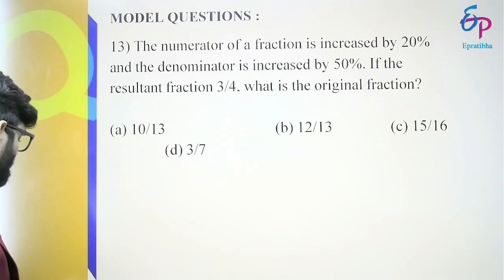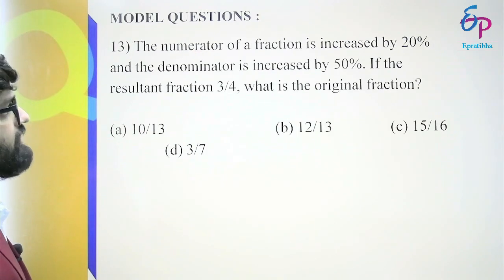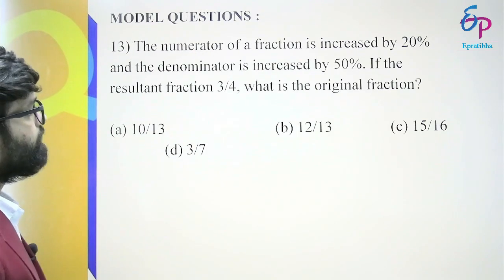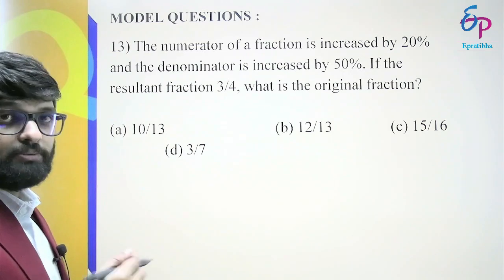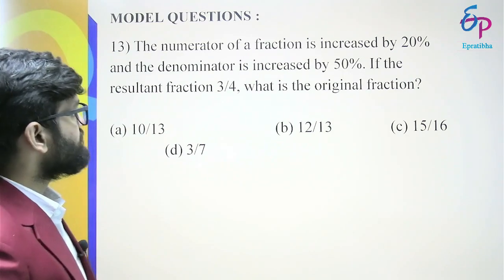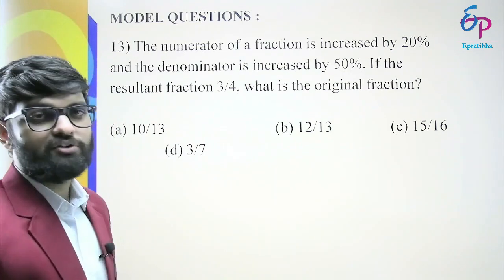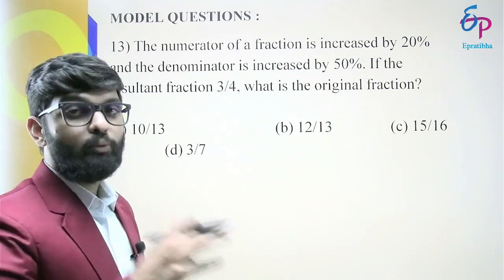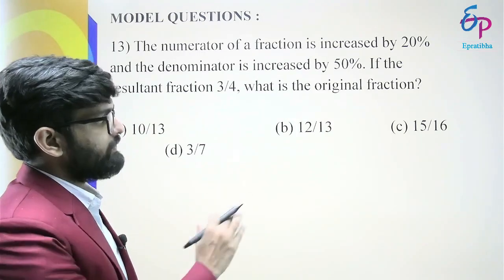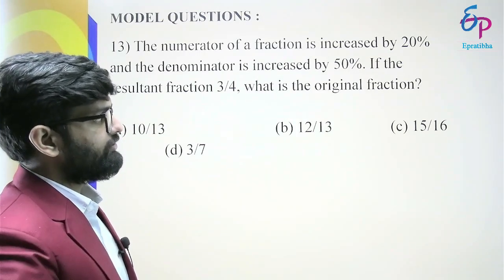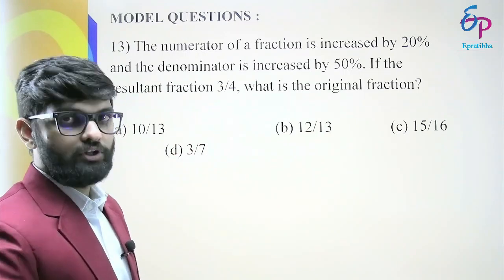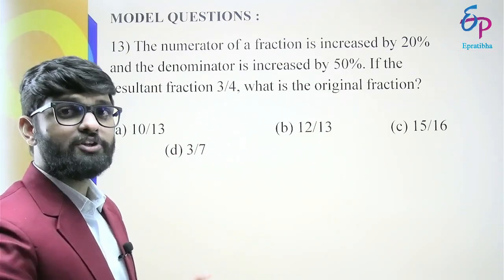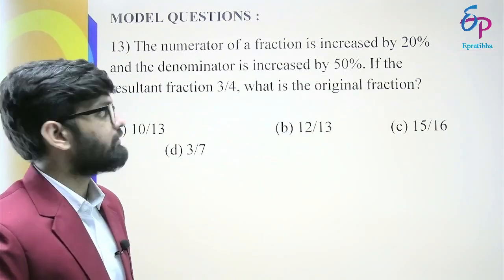So moving on. The numerator of a fraction is increased by 20% and the denominator of the fraction is increased by 50%. And if the resultant is 3/4, what is the original fraction? You can actually go by option verification for this particular question. But what we are going to do, we will go to the normal method and we will see how the option verification method is also going to work.